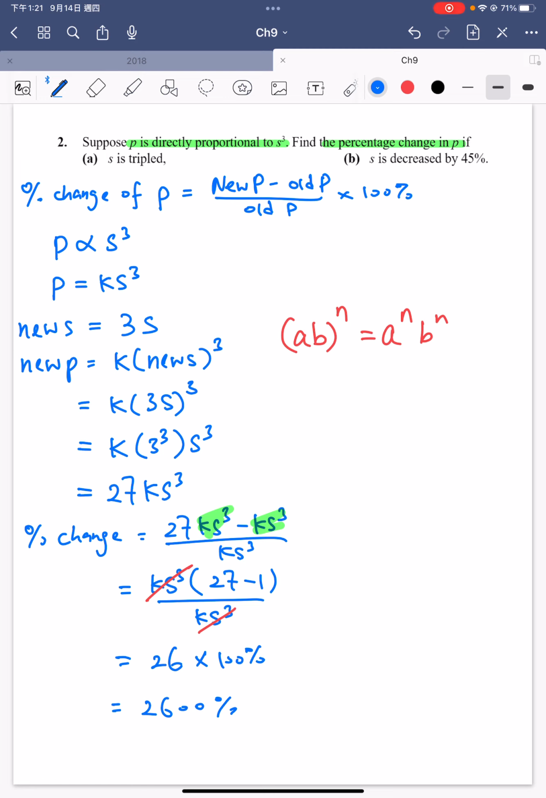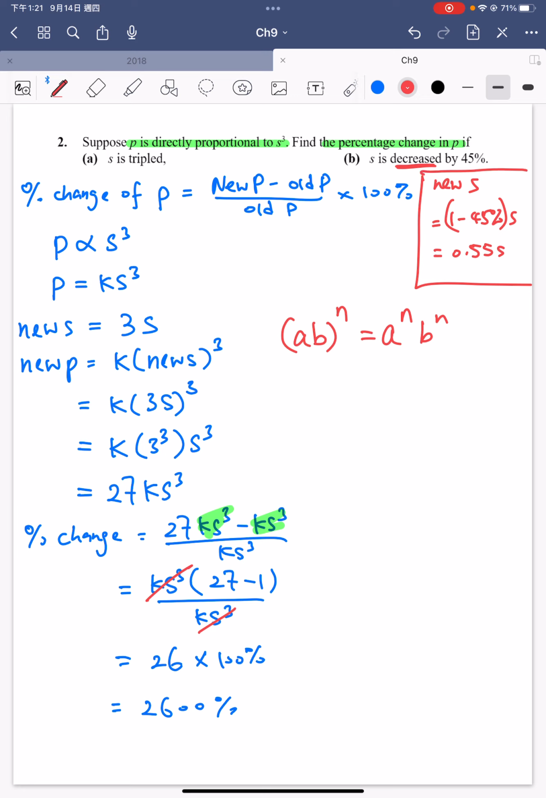Alright, now it's your turn to do the same as part B. But please remember that this is not an increase. A lot of people think this is an increase, but it's actually a decrease. So in this question, the new s should be equal to 1 minus 45% times the original s. Then we have 0.55s. So try to use this new s to finish the rest.